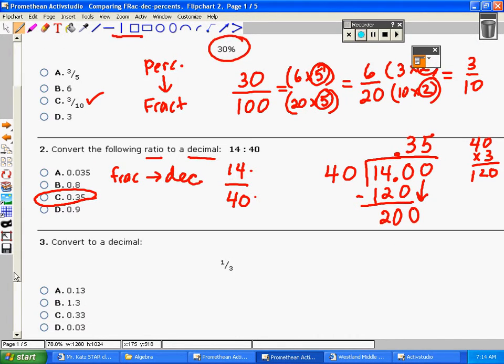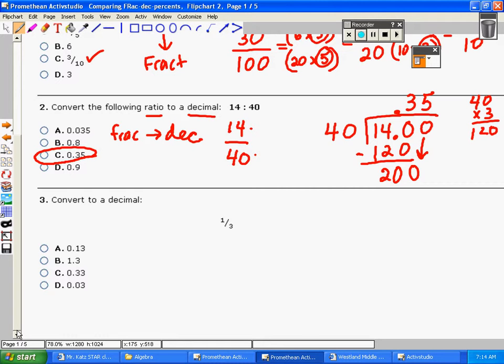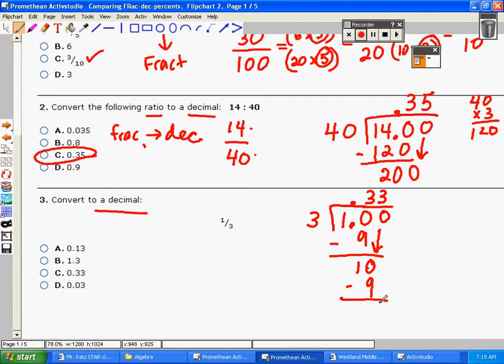Next one. Convert to a decimal. So this is the same thing as up here. Fraction to decimal. So 1 over 3 is 1 divided by 3. And since 3 can't go into 1, I'm going to add in a 0.0, bring up my decimal. 3 goes into 10 3 times. Add a 0, bring it down. 3 goes into 10 3 times. 3 times 3 is 9. You'll notice that what's going to happen is I'm going to keep getting a 3. So we're going to round that to 0.33.